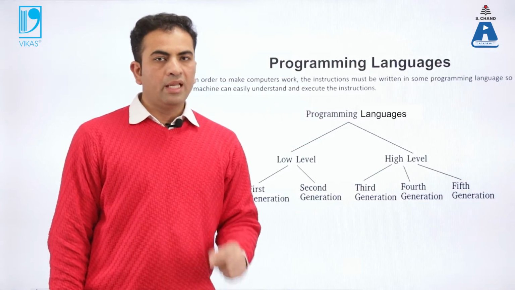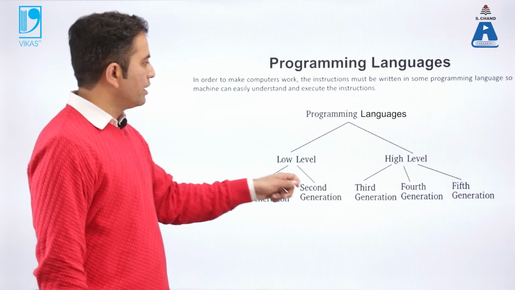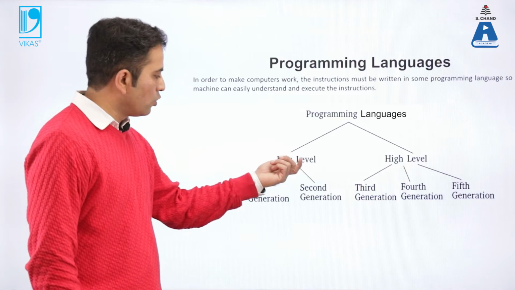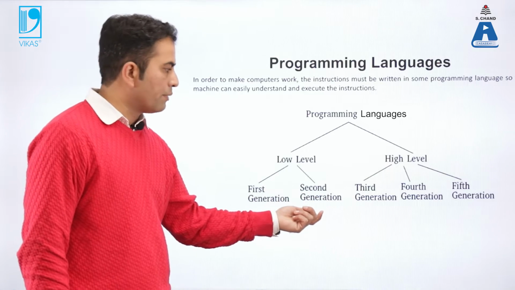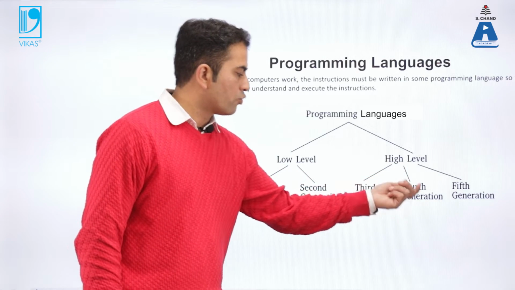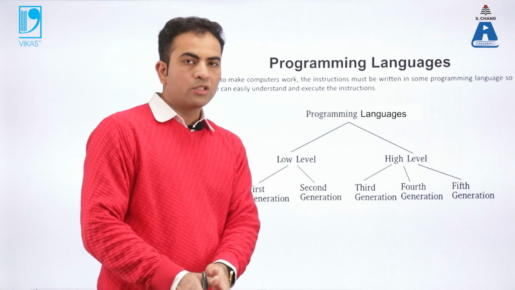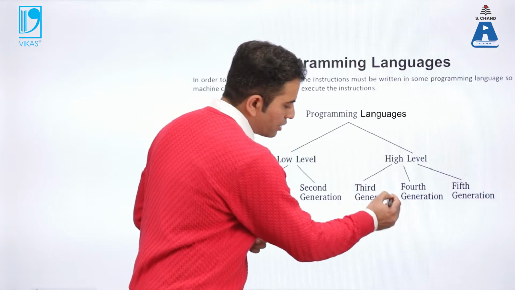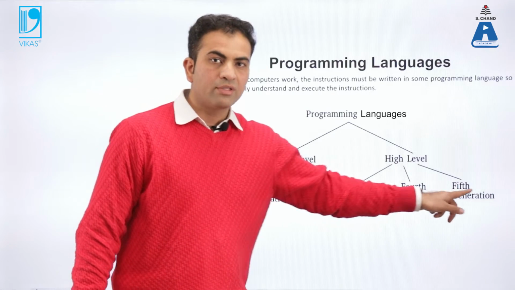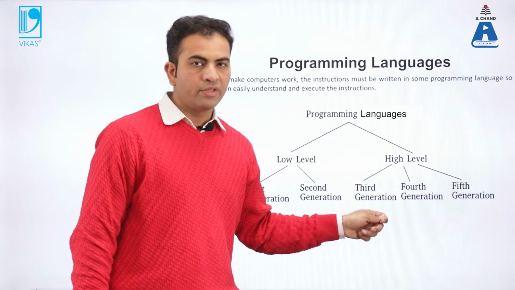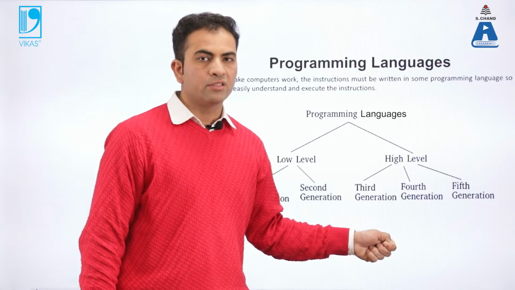Types of programming languages. Since the 1940s, computers have worked on programming languages: low level and high level. Low level includes the first generation and second generation programming languages, and high level includes the third, fourth and fifth generations. In this whole subject we will learn the third generation of programming language, and based on this third generation you will learn the fourth generation as well as the fifth generation. The third generation is the basis, the base of programming languages.